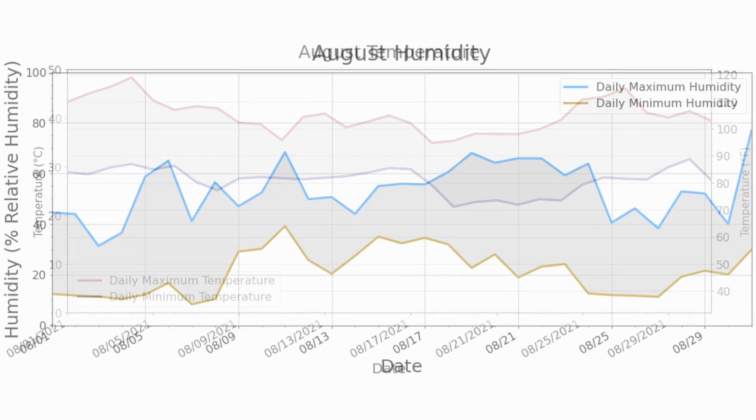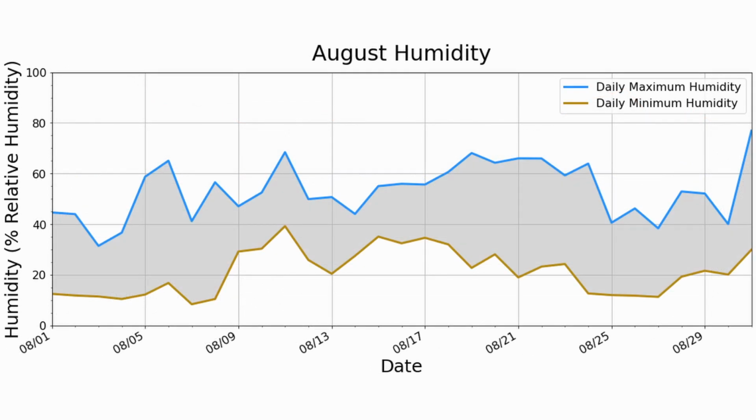For relative humidity, the number of relatively high minimums is not unusual for August, but because this is relative humidity, these numbers alone do not show the whole picture. More on that later.